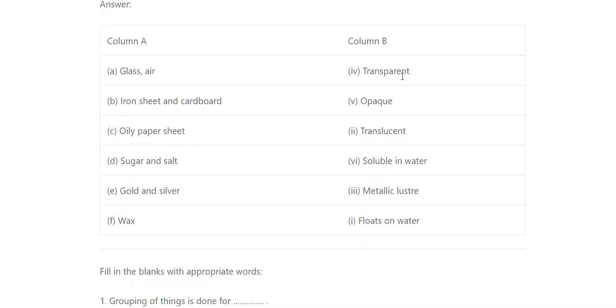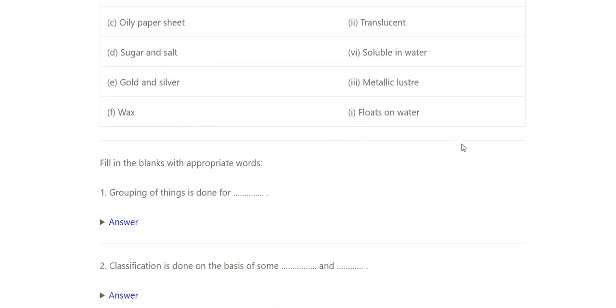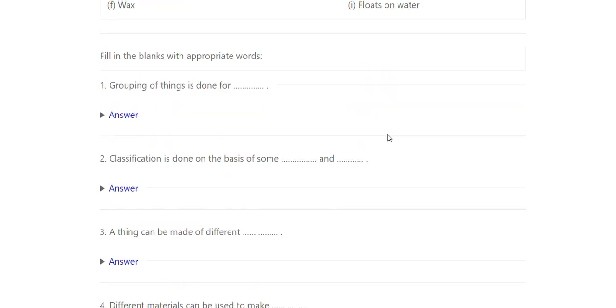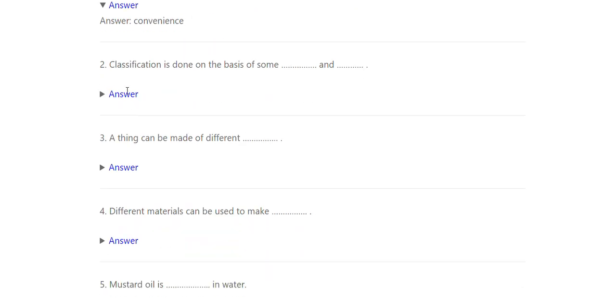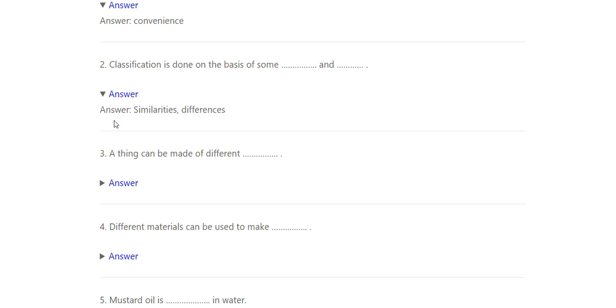Glass and air, transparent. Iron sheet and cardboard, opaque. Oily paper sheet, translucent. Sugar and salt, soluble in water. Gold and silver, metallic luster. Wax floats on water. Grouping of things is done for convenience. Classification is done on the basis of some similarities and differences.